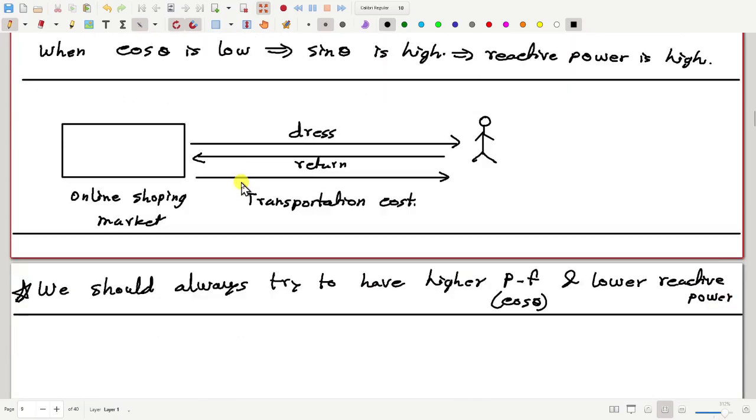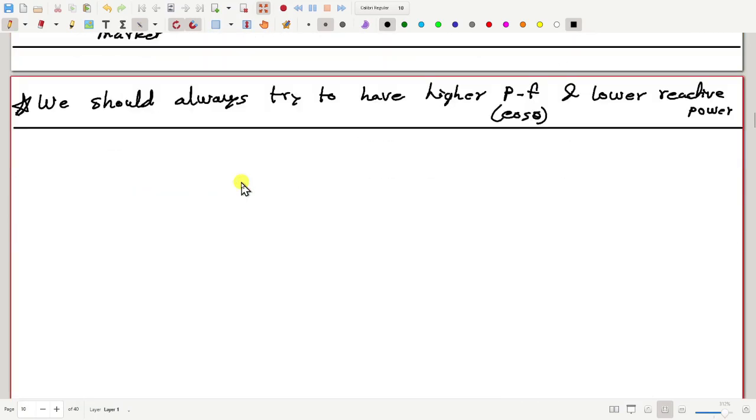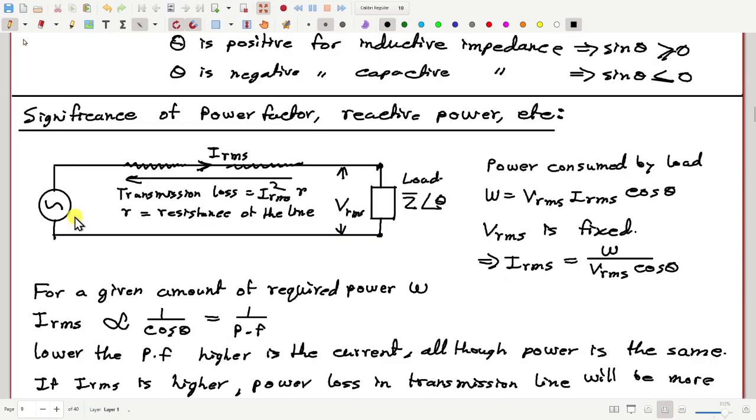Got it, sir. Yeah. So now I will end with one more small thing, which is like this. Okay, so suppose we have, let me copy this previous diagram.